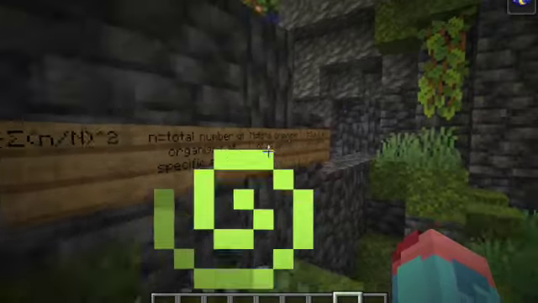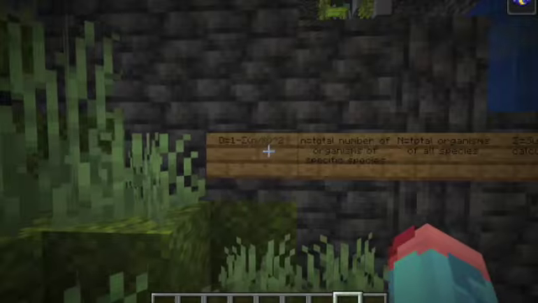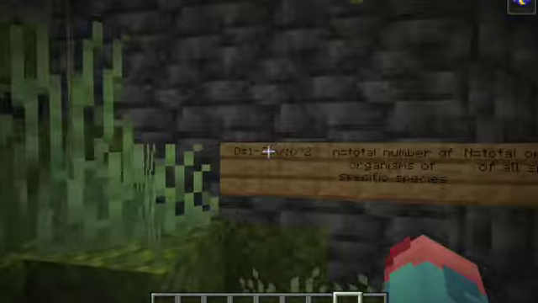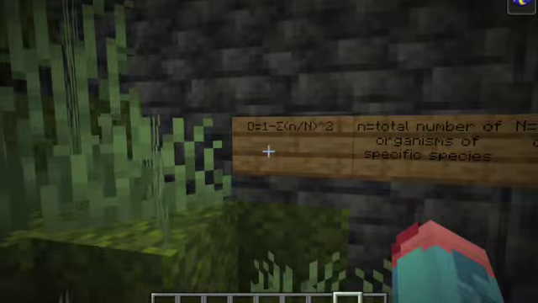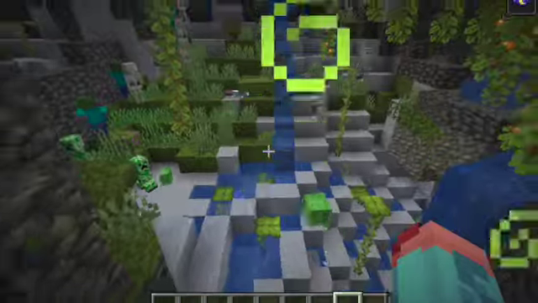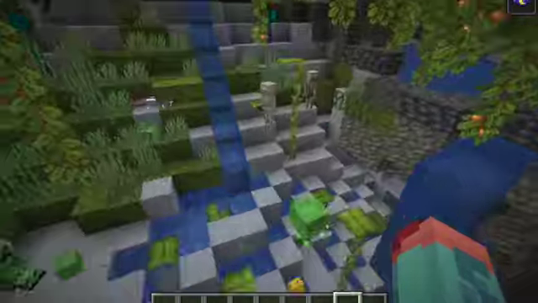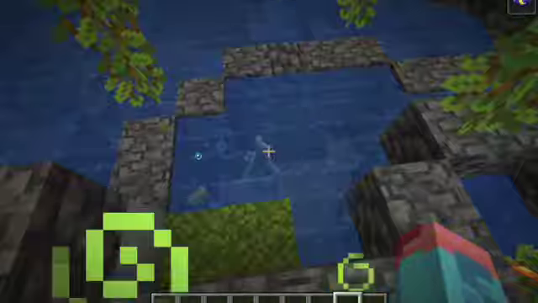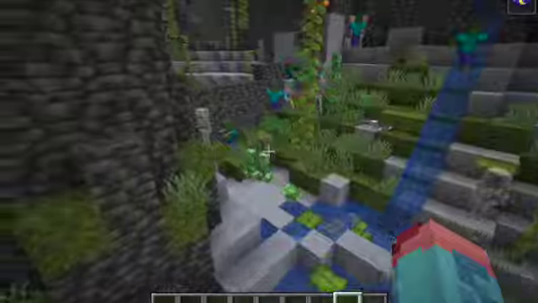As you can see here, we add all these together and subtract from 1. The closer the value is to 1, meaning the larger it is, the more diverse the habitat is, and the closer it is to 0, the less diverse it is. So let's do an example with this lush cave biome we got right here. You can see we have quite a lot of organisms. Let's do a count.